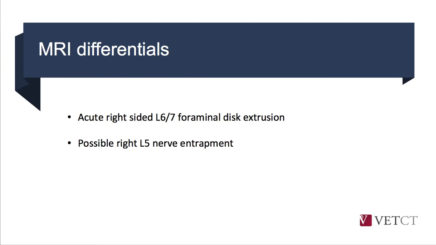In terms of differentials, the changes at L6-7 are most consistent with an acute right-sided L6-7 foraminal disc extrusion. And this is something which we see not that uncommonly. It can be quite subtle, and this is a really nice example showing that the sagittal images can underestimate the severity of peripheral nerve compression and why we require multiple planes.